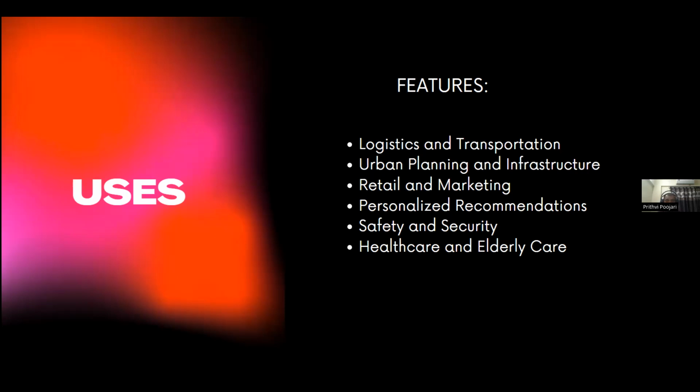Then we have healthcare and elderly care. Future location prediction can be beneficial in healthcare settings, similarly for remote patient monitoring and elderly care. For example, we can get the data of most of the elderly people staying in certain areas of the city, and using that data, we can end up building hospitals so that we can immediately provide healthcare and elderly care in case there is an emergency.